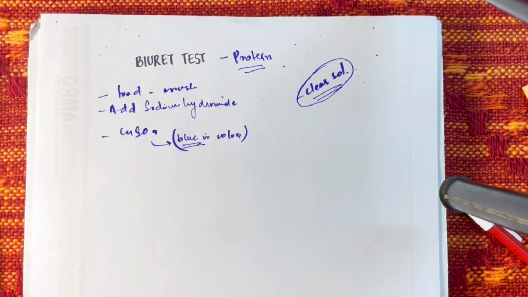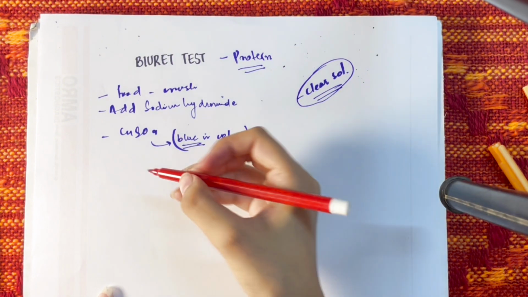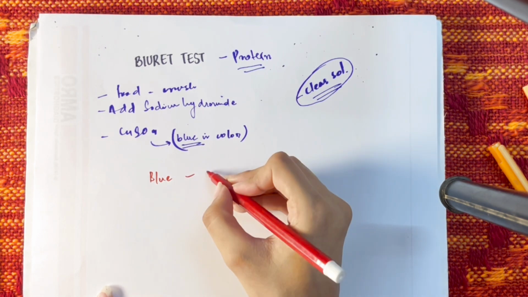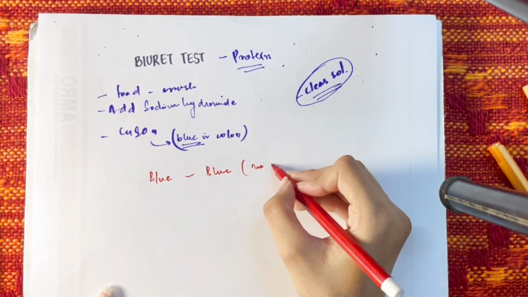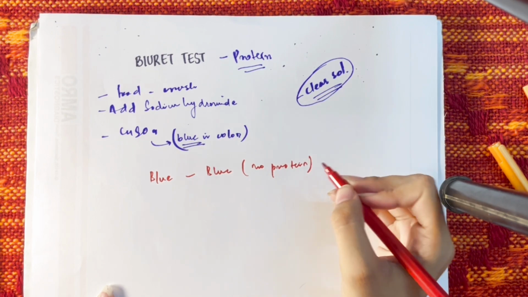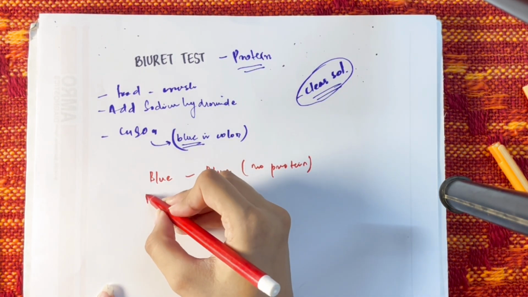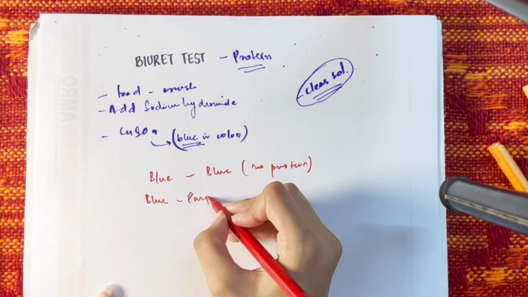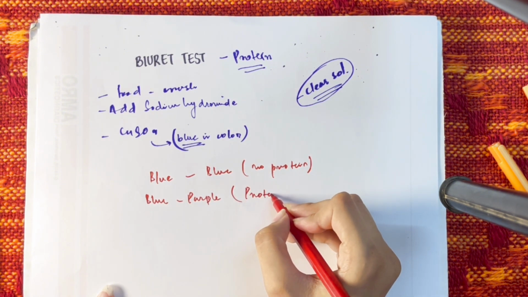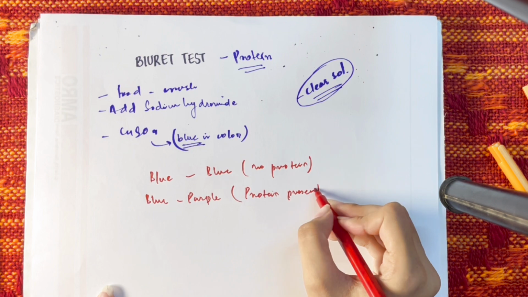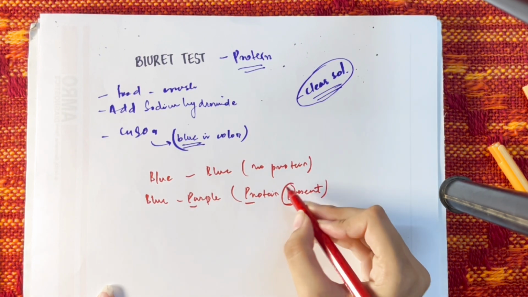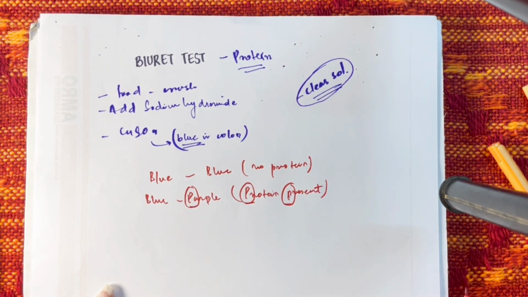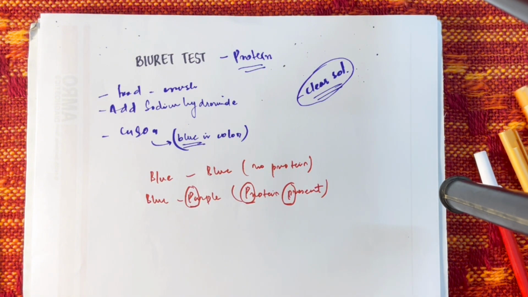If there is a change of the color, then we say that the protein is present. Since the copper sulfate color is blue, if it remains blue, then we say that the protein is not present. But if the color changes into purple, then we say the protein is present. This is a very easy trick to learn: PPP, protein present when it turns purple. Please remember that if there is no change in the color, then the protein is not present. But if there is a change in the color, then we say that the protein is present.